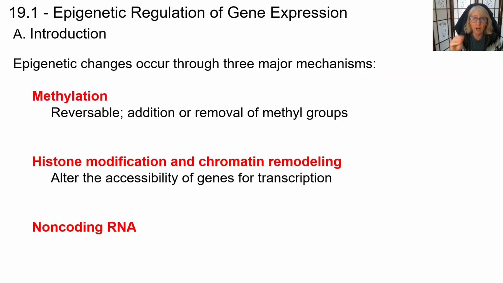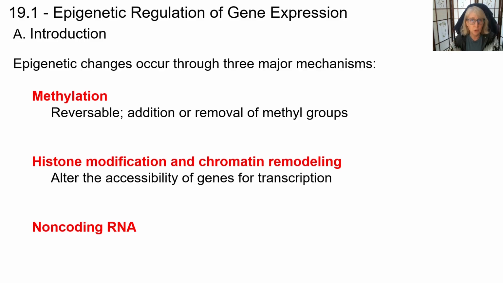Epigenetic changes are outside, above the actual genome, and they occur through three major mechanisms. We've talked about all of these already. I just want to summarize them as part of this lecture. They can occur through methylation. Methylation is when you add methyl groups, usually to a cytosine, but we've been adding them to histones and some other parts. I want to talk about all of that.